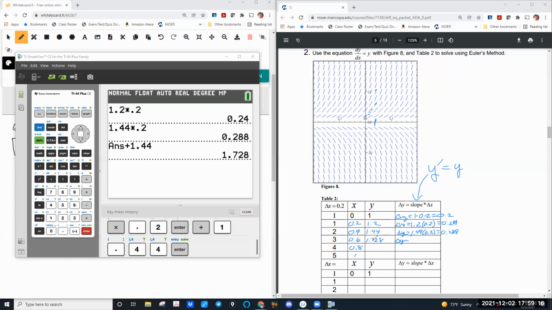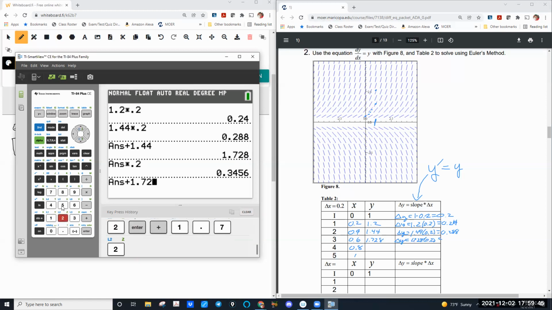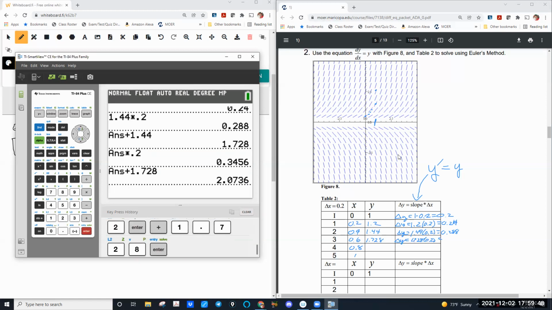All right, next one. We take the y, 1.728 times the 0.2. You're going to see the numbers start getting pretty long as far as the number of decimals. But check this out. I can do it all in my calculator. There's my slope times 0.2. There's my change in y. I add that to the old y. And now I am at 2.0736.